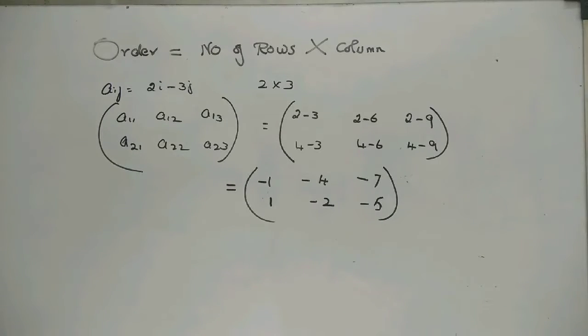So this is the matrix. This is how you have to construct it. So now you know what is meant by the order and also how to construct a matrix under the given condition.